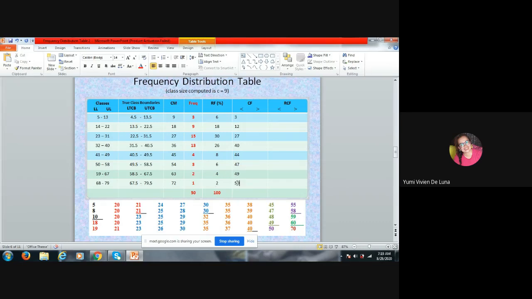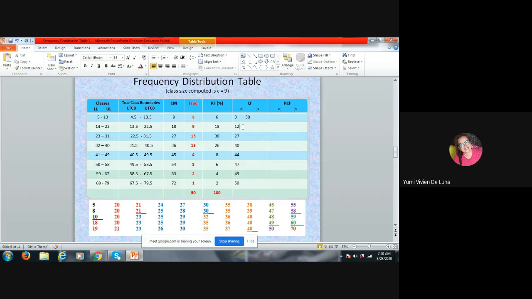Okay, kabaliktaran po pagdating dito sa greater than CF. Sa greater than CF, mag-i-start po tayo dun sa total number of observation, 50. And baliktad. So, kung dito sa less than nag-add tayo, dito po sa greater than, magsusubtract tayo. So, start kayo sa total number of observation. And ang isusubtract nyo po, yun ka-align niyang frequency.